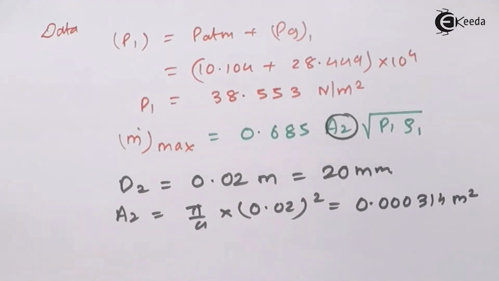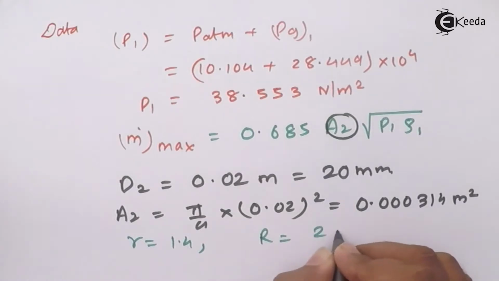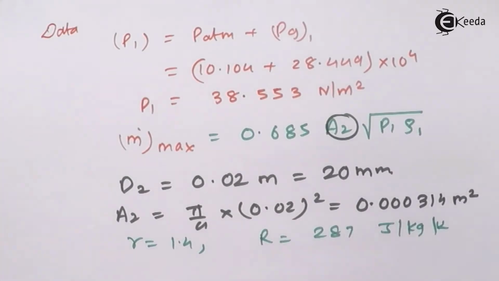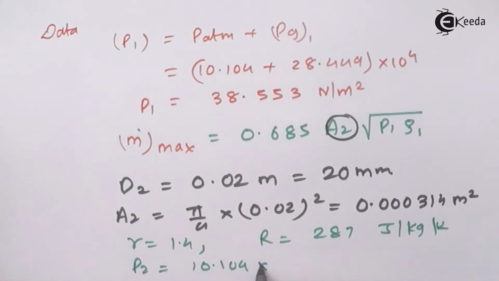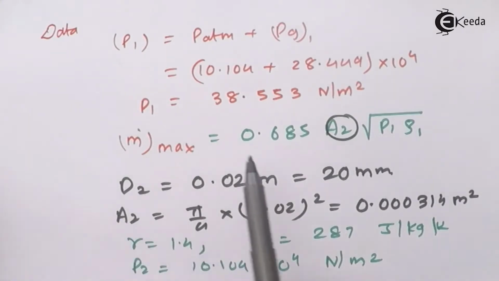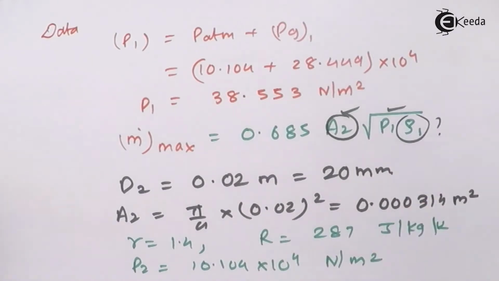Next thing given to us is the value of gamma, that is 1.4. The value of R is 287 joules per kg Kelvin. The final pressure P2 will be equal to atmospheric pressure, so this is 10.104 into 10 to power 4 Newton per meter square. So all these data are given to us. We have to calculate the value of m max. So we have A2, we have P1, and we have to calculate the value of rho 1. That is quite easy now to calculate.